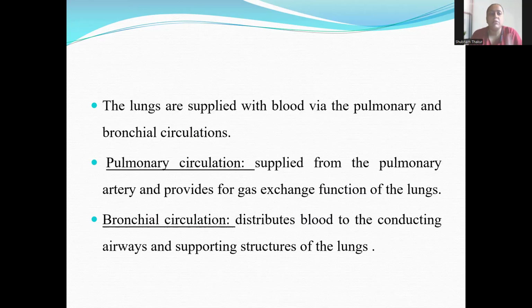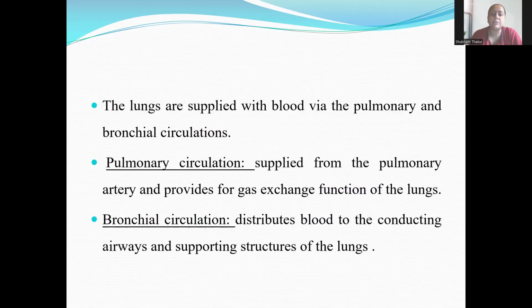Okay. So what do the arteries do? Arteries carry the deoxygenated blood from the right ventricle. Then the veins? Veins carry the oxygenated blood from the lungs to the left atrium of the heart.